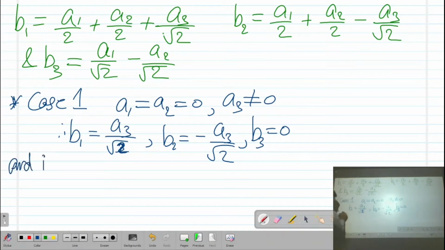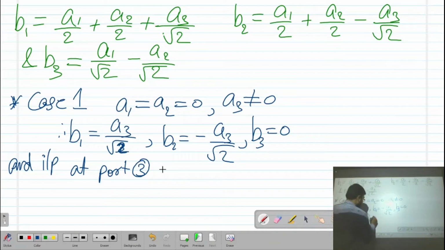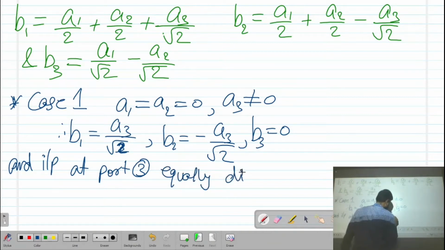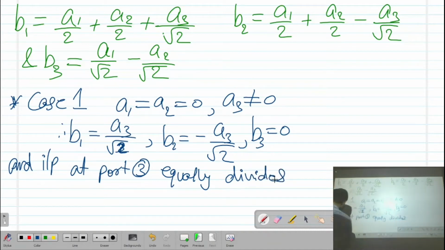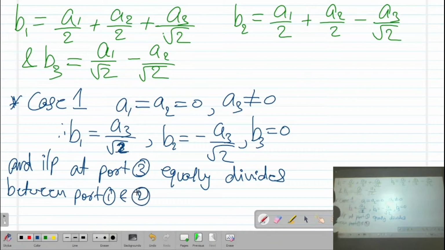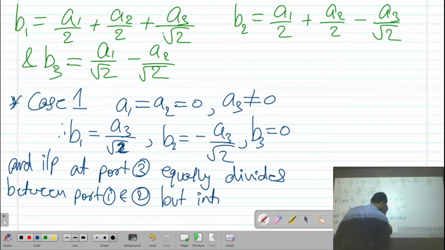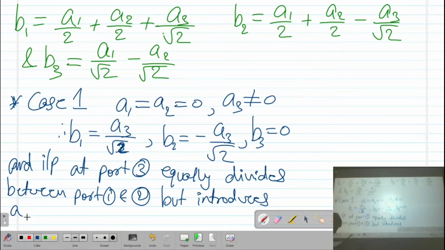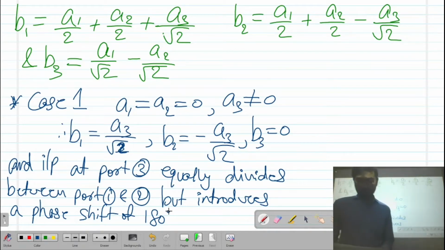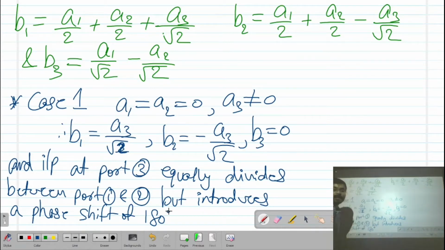And input at port 3 equally divides between port 1 and 2, but introduces a phase shift of, you can see a phase shift of minus is there, a phase shift of 180 degrees. And the E plane T also acts as a 3 dB splitter. Okay, E plane T also acts as a 3 dB splitter.